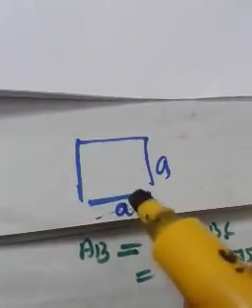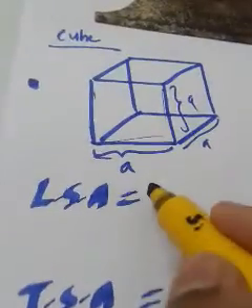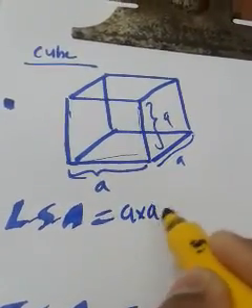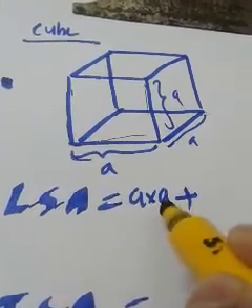What is side into side here? A into A, isn't it? So lateral surface area is A into A plus A into A.